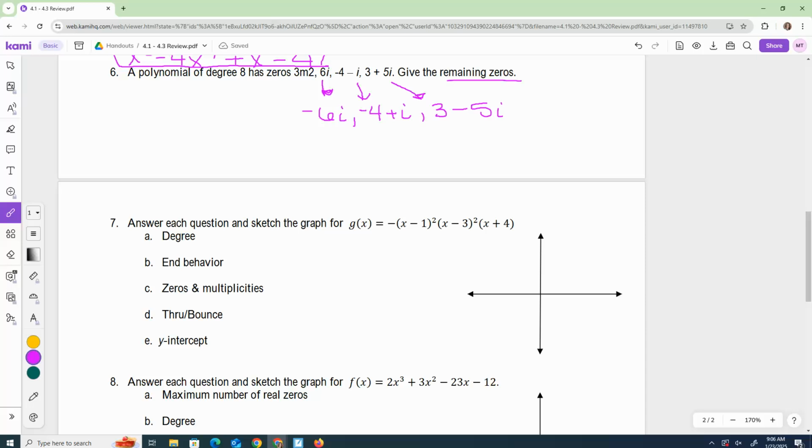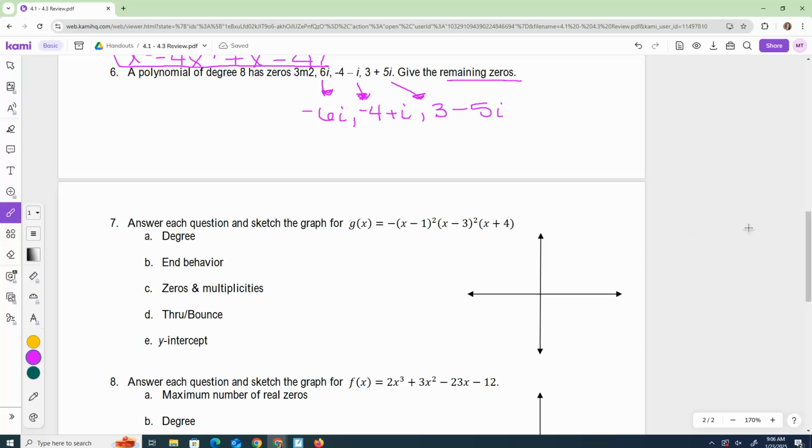So this is easy points if you remember that on the quiz. So there'll probably be a question like this. I give you some zeros. Any imaginary one, the conjugate is also going to work. And conjugate only changes the sign on the i term. Right. And I told you it was degree 8. We have 2 3's, 6i, and 4 minus i, 3 plus 5i, and we got our other 3. So we have all 8 zeros there.